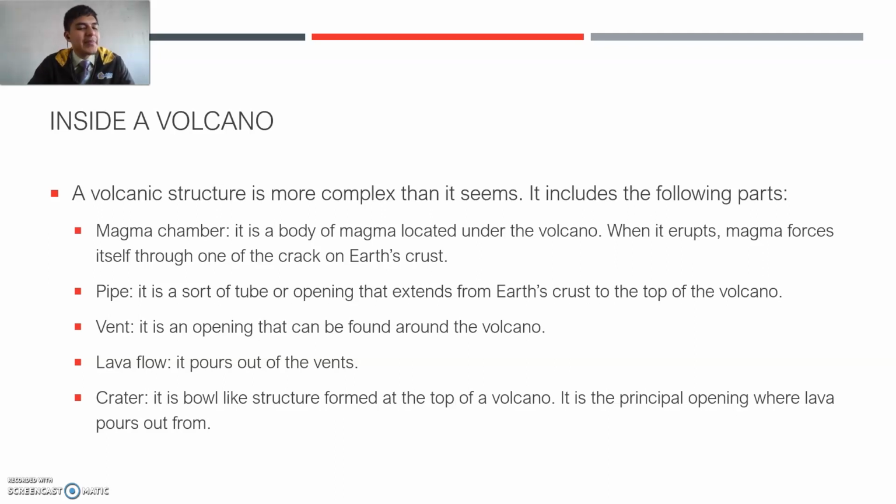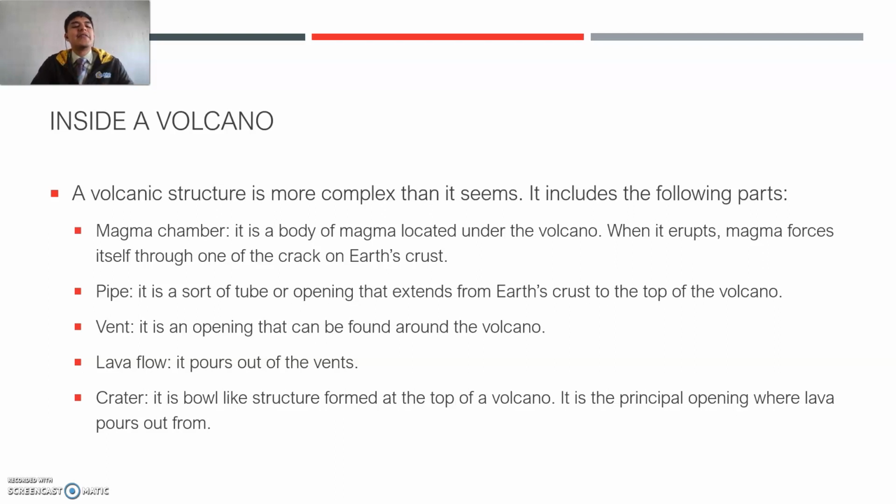We also have a pipe. It is a sort of tube or opening that extends from Earth's crust to the top of the volcano. So we have the magma chamber, and the hole that is going to take the magma to the exterior is called the pipe. We also have vents. A vent is an opening that can be found around the volcano. Let's say that it is like a mini crater, a mini opening where magma can spill out from.